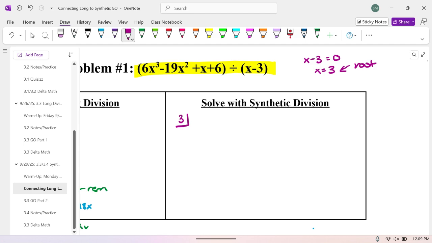So this is 3, 2, and 1. What's the unspoken exponent here? 0. So yes, it does go from 3 to 0. Since they're all represented, we know we're good. We don't have to replace anything with 0x or any placeholders.